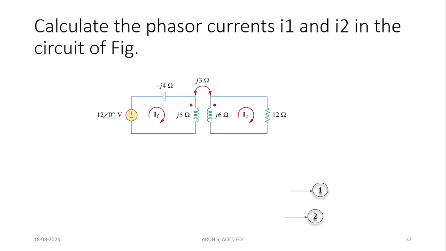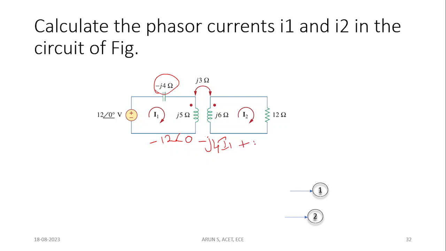While applying KVL, the current I1 is entering negative and leaving positive, so it does not obey the passive sign convention. So I will be writing minus 12 angle 0. Then minus J4 is the impedance multiplied by current, so this will constitute a voltage. In KVL we will consider only voltages. So minus 12 angle 0 minus J4 times I1.